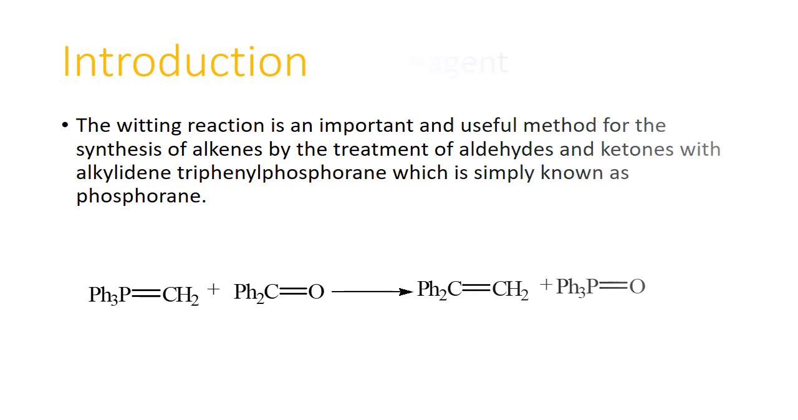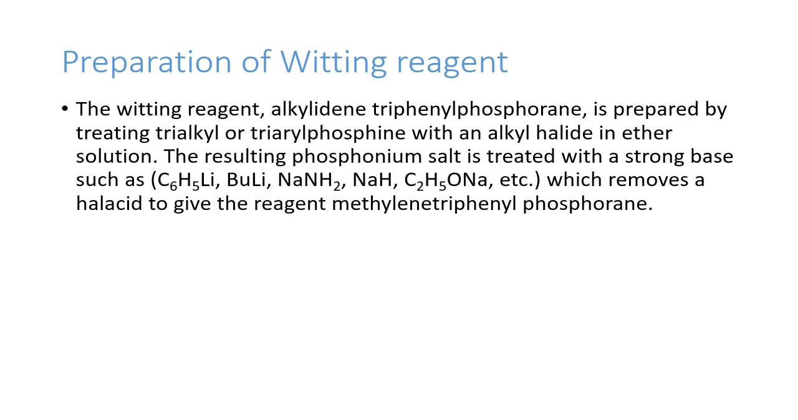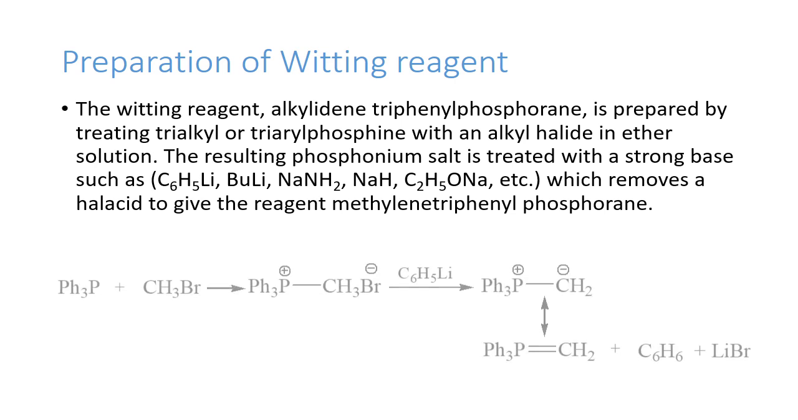So we look at the preparation of the Wittig reagent. The Wittig reagent is prepared by treating a trialkyl or a triaryl phosphine with an alkyl halide in the presence of an ether solution as our solvent. The resulting phosphonium salt is treated with a strong base, and among such bases we have butyl lithium, sodium amide, sodium hydride, or maybe sodium ethoxide, as long as it is a strong base, which removes the halo acid and gives us the methyl triphenyl phosphorane.